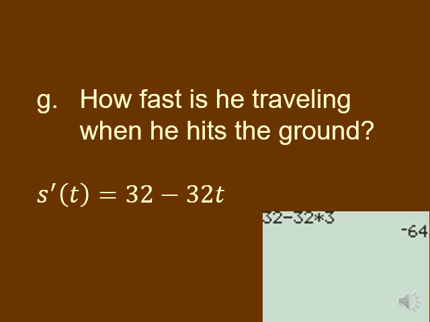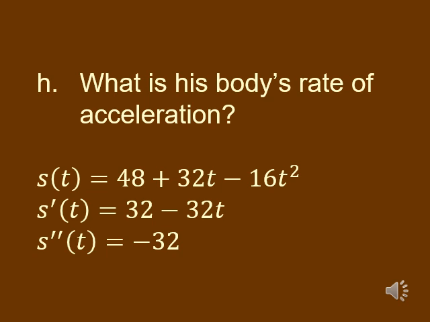Much easier question is how fast is he traveling when he hits the ground? All I do is go to the derivative, plug in 3, and we've got -64 feet per second. Part H, we're supposed to find the acceleration, and the acceleration is the second derivative. So we just do the derivative of the derivative, and we end up with the constant -32.